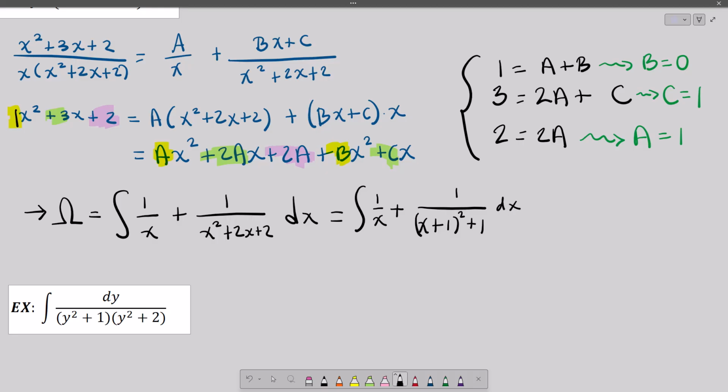Oh, we still can't put it in log form, but does everybody agree that that's how we would factor it with completing the square? Because x plus 1 quantity squared we just saw would be x squared plus 2x plus 1, and then we have an extra plus 1. And what form is that in? Arctangent. Oh, yes, yes, yes.